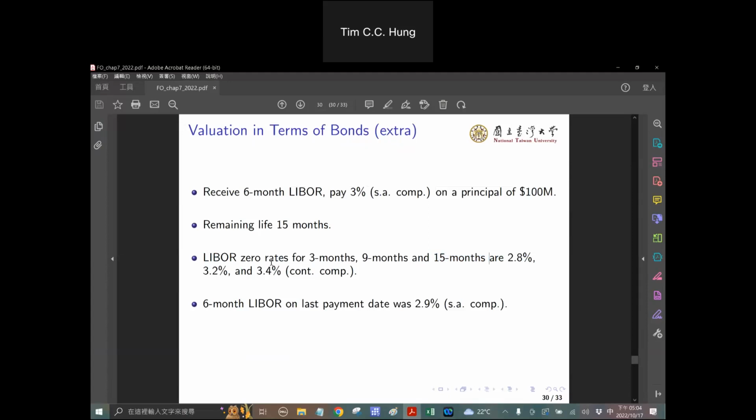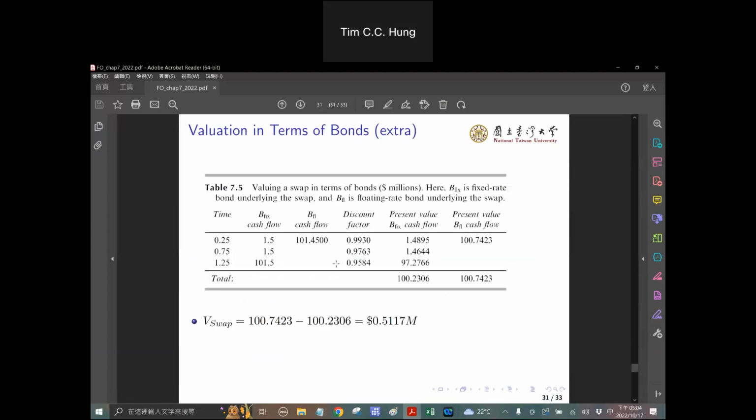The LIBOR zero rates are the discount rates you need to use to discount these exchanged cash flows. They are 2.8%, 3.2%, and 3.4%. And the 6 months LIBOR on the last payment date was 2.9%. What does this information tell us? It tells us what the next floating payment is. Six months ago, the 6 months LIBOR rate was 2.9%, so the floating payment for the next payment should be 2.9% divided by 2, because it's semi-annual, so it would be 1.45%.